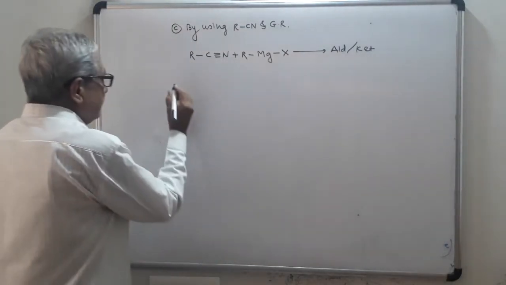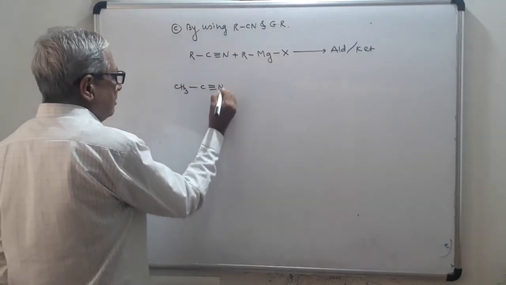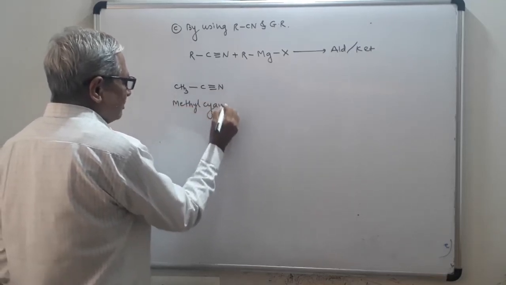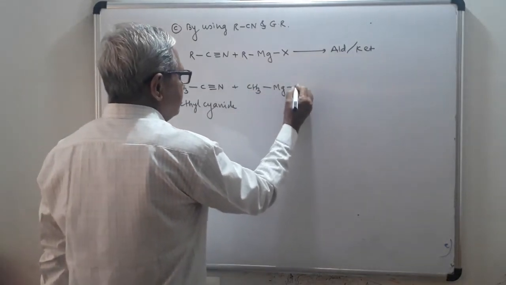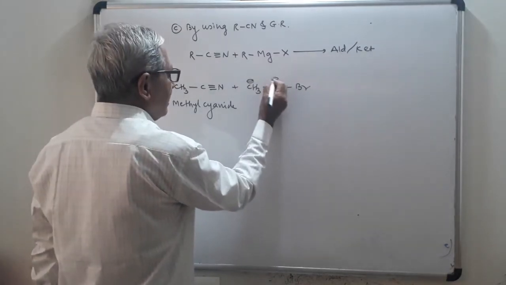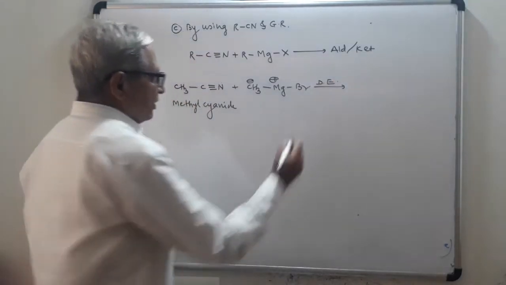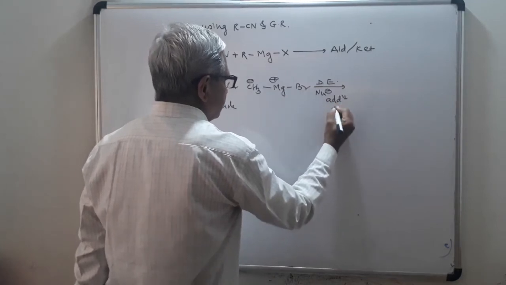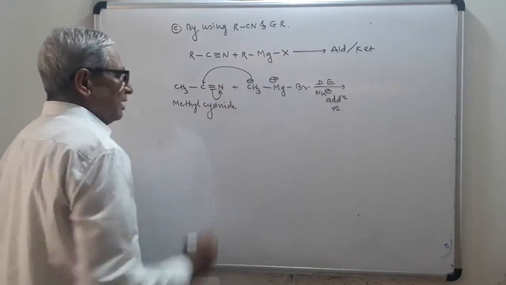Now see the reaction here. Example, CH3 C triple bond N. This is methyl cyanide. It is also called methyl nitrile. You will do the reaction with Grignard's reagent, CH3MgBr, methyl magnesium bromide. This reaction is always carried out in presence of dry ether. The type of the reaction is a nucleophilic addition reaction.